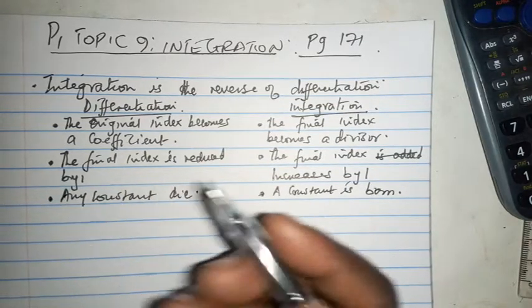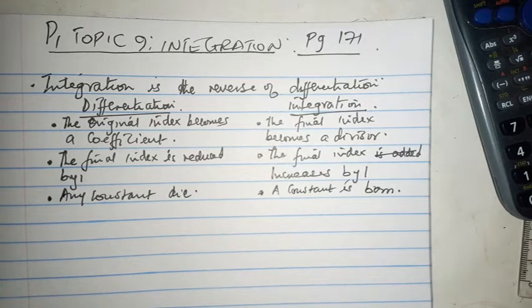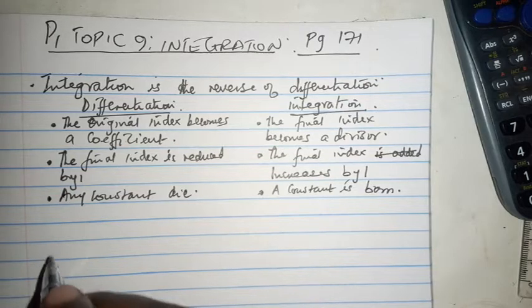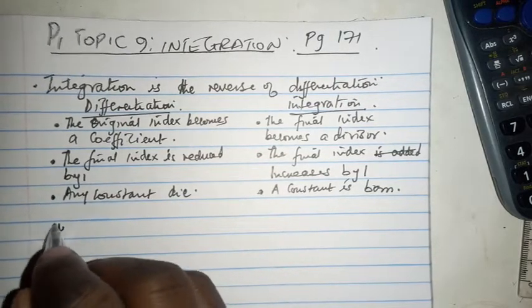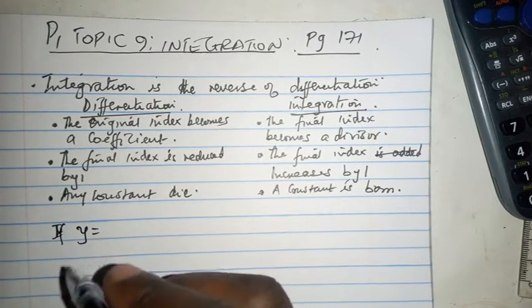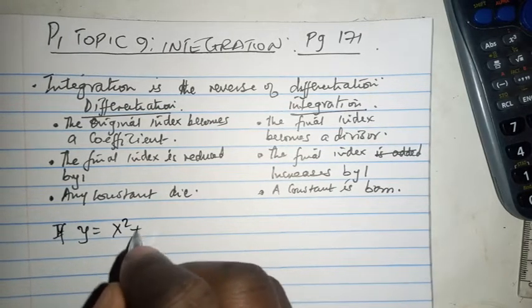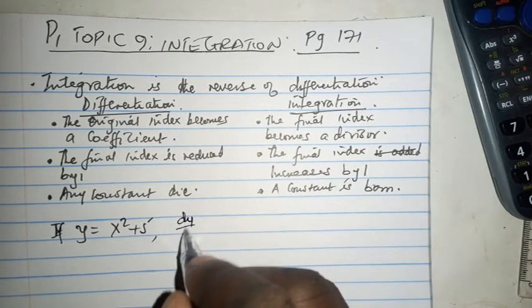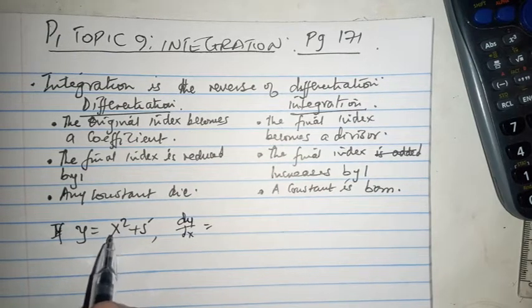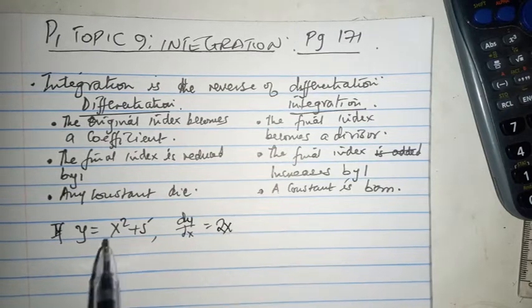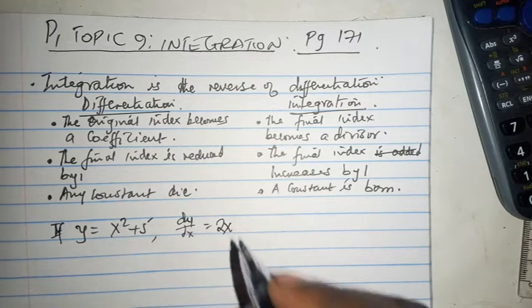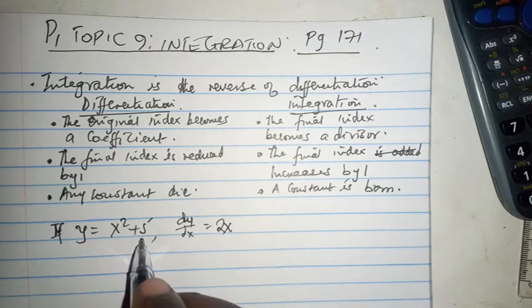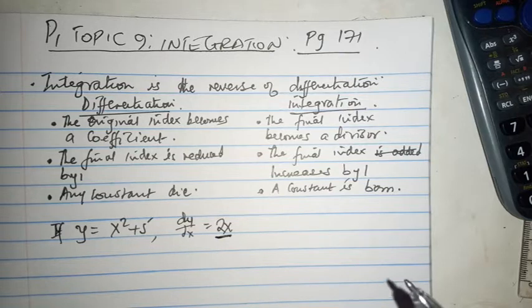So if we are differentiating, for example, if y is equal to x squared plus 5, then you all know that the differential, dy/dx, is 2x. The index becomes a coefficient, and the new index is reduced by 1, so x to the power 1. The constant has died, and that is the differential.